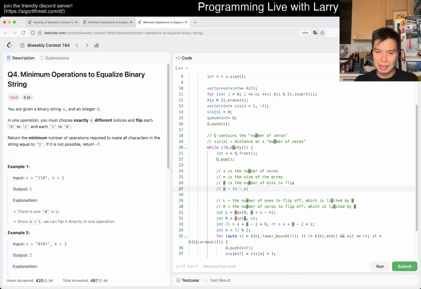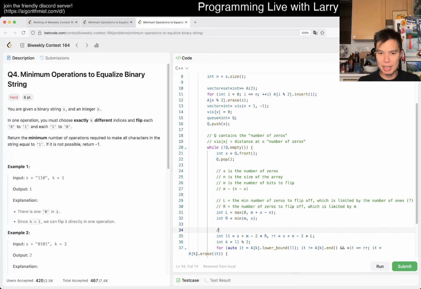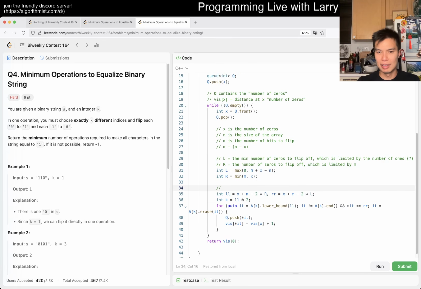So L is not that. L is the min number. The min number of zeros to turn off, maybe, which is limited by the number of ones. Is kind of what the thing is saying. Because if, maybe, I don't know, question mark. All right, LL, what's LL?